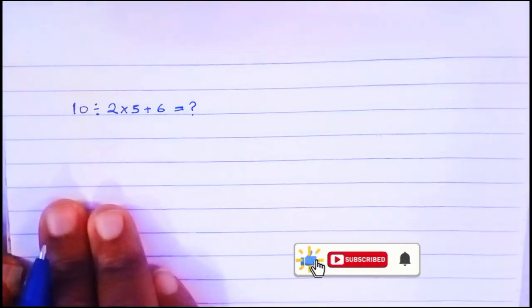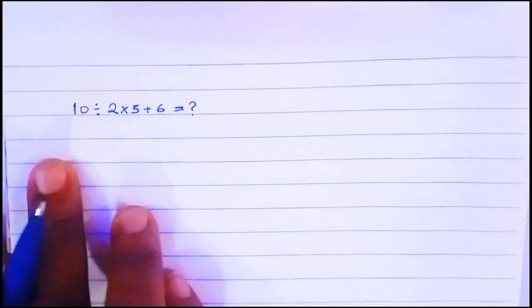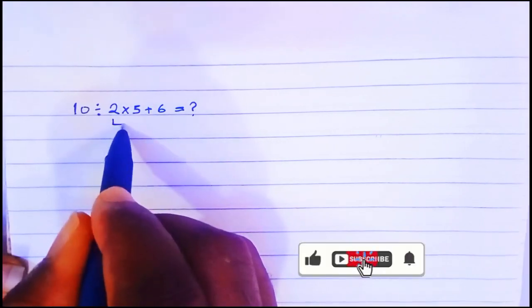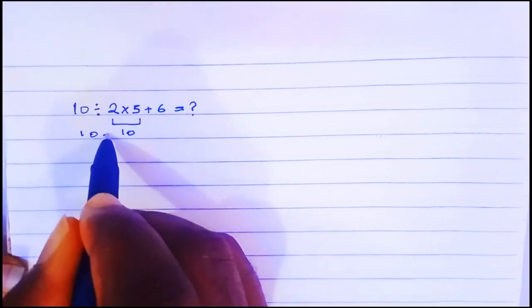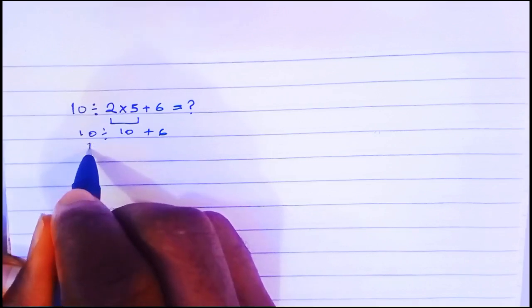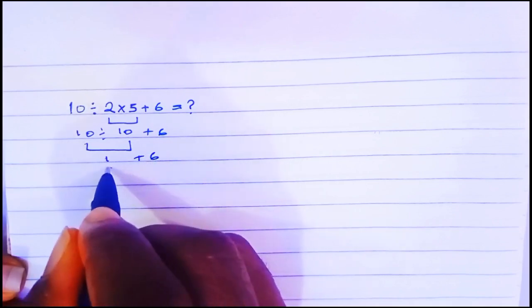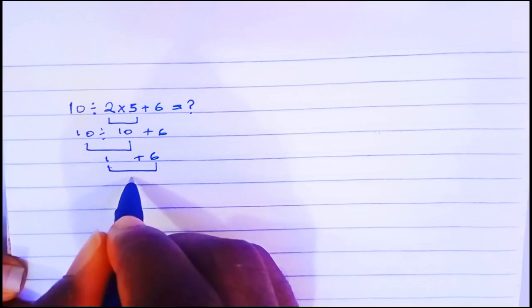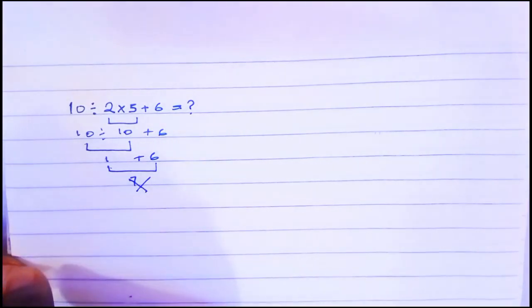Hi guys, I want us to solve this expression. In solving this, some people will get a different answer. Some will say 2 times 5, it should give us 10. 10 divided by 10 plus 6. 10 divided by 10, 1 plus 6. 1 plus 6, 7. This is the wrong answer.